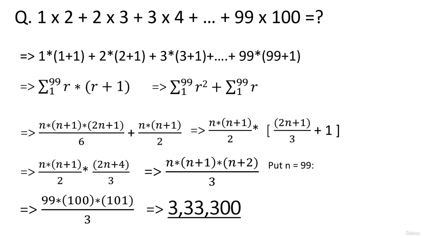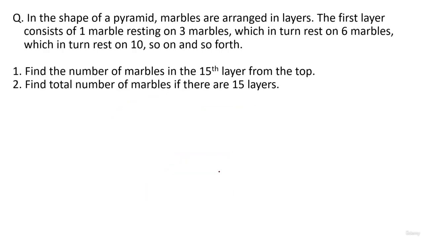So let's go on to the next question, guys. In the shape of a pyramid, marbles are arranged in layers. The first layer consists of one marble resting on three marbles, which in turn rests on six marbles, which in turn rests on 10 marbles, and so on and so forth. We have two questions. Find the number of marbles in the 15th layer from the top. And second, find the total number of marbles if there are 15 layers.